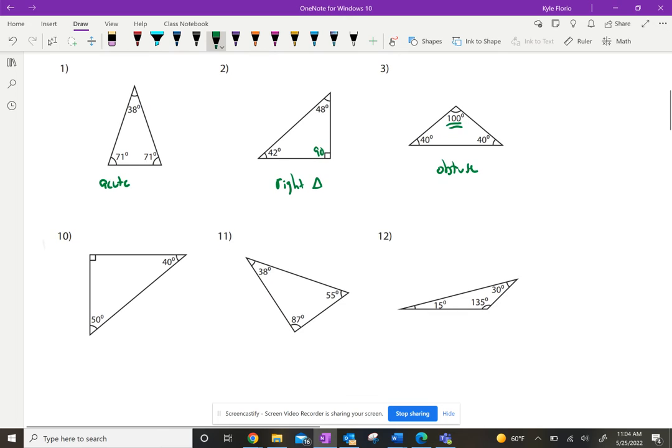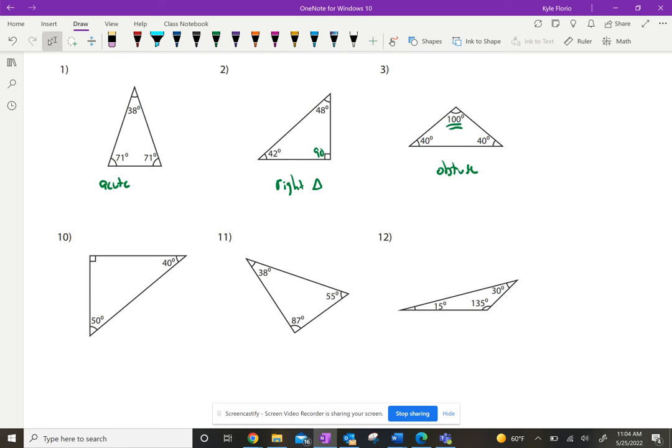Okay. For 10, 11, and 12, see if you can answer those on your own. Is it right, acute, or obtuse? I'll give you guys a couple seconds.